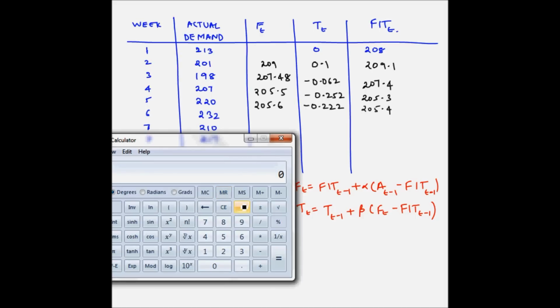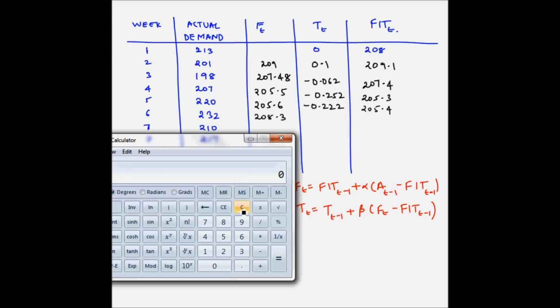So forecast without trend, that is equal to the forecast including trend for the last period, which is 205.4 plus alpha, which is 0.2, multiplied by into brackets the actual for week number 5, which is 220, minus the forecast including trend for the last period, which is 205.4. This is 208.32. So 208.3. Let's now find out the trend.